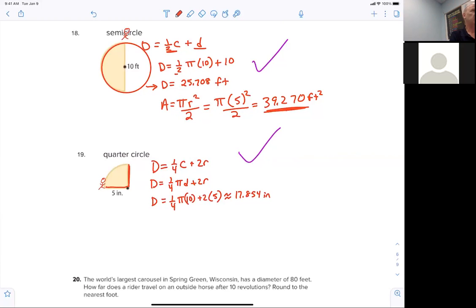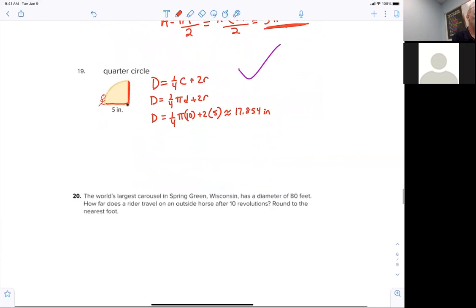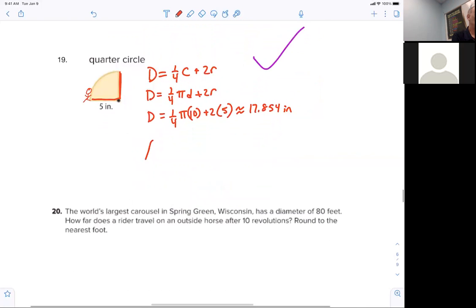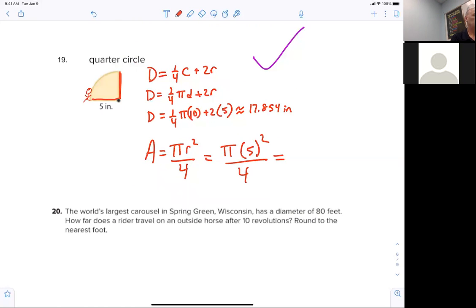Okay. Now, Jackson, what's the area? How do I? But that's right. So we divide by 4. Good job. So now pi times, what's the radius again? All right, tell me.